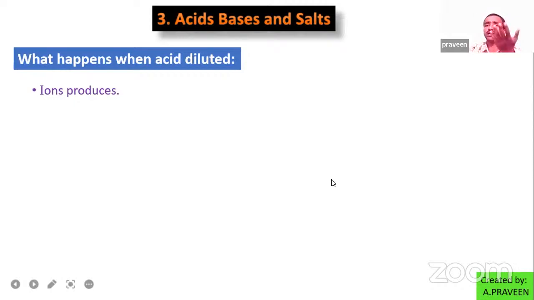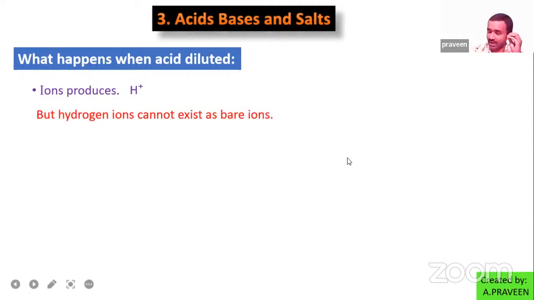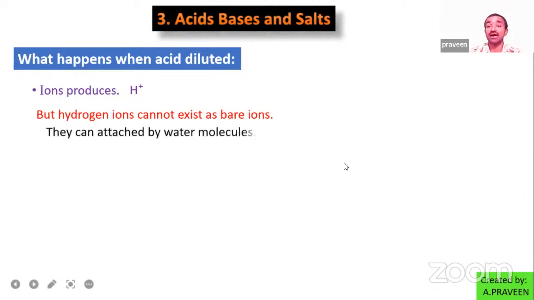That ions are due to what? HCl. So I am able to decide ions are produced by the HCl only in the presence of water. What type of ions produced? They can produce H plus ions. But hydrogen ions cannot exist as bare ions. Bare means alone. So they cannot exist alone as single. What happens? Simply they combine, they attach with the water molecule. So H plus combined with the H2O.